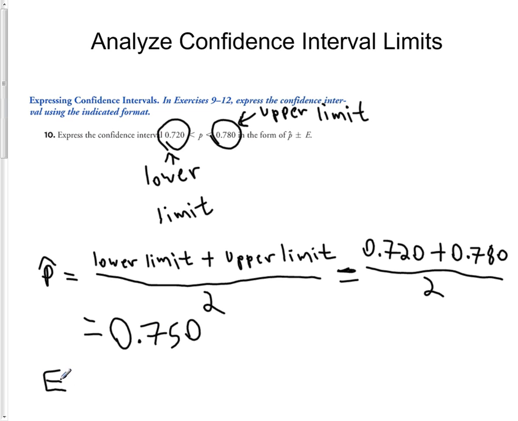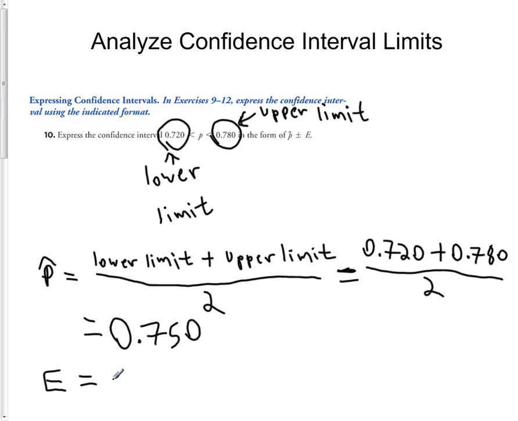Well, we had a formula for finding e, but we don't have the information needed to find e. It turns out that since p hat is the middle of this interval, e is actually just half of the distance, because p hat is right in the middle. You go e above p hat to get the upper limit. You go e below p hat to get the lower limit. So basically, if you know the distance between the upper and lower limit, half of that distance is e.